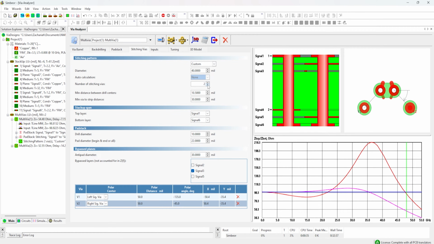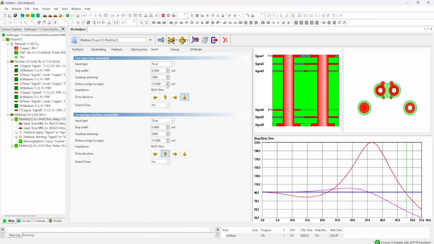So here we have two stitching vias, okay? And these are located at a distance of 50 mil away from the signal vias. Now, these vias have pretty tight coupling at 10 mil distance, so just a little above 1 W. And then here you can see that we're basically targeting 100 ohms. Now, here you see that this is 98.81 ohms. It's a little bit low just to account for copper roughness.